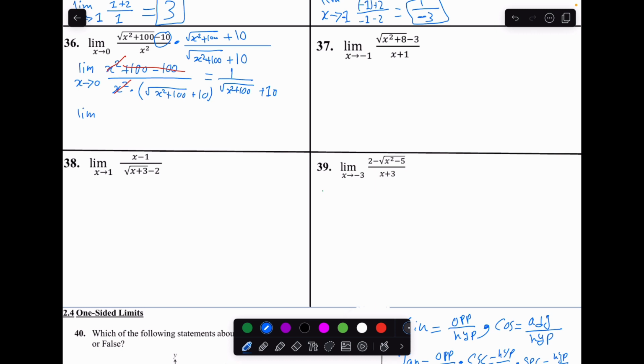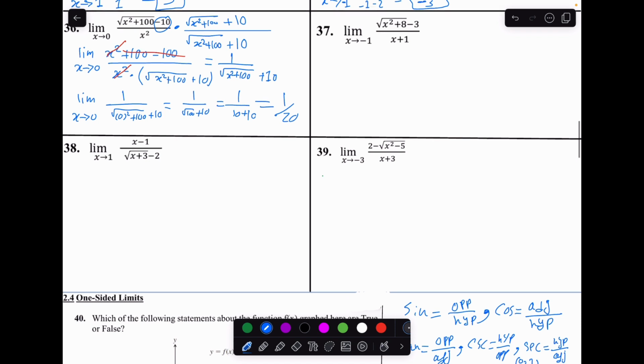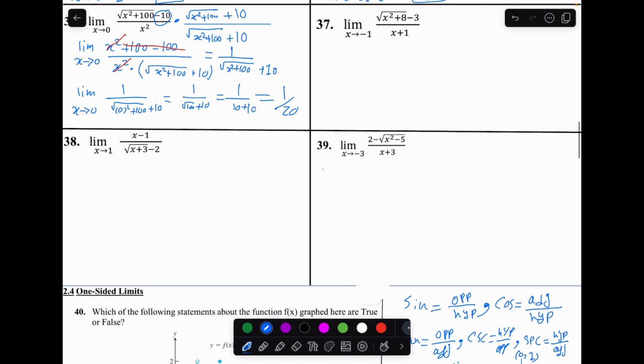Limit when x is approaching 0, 1 over square root of 0 squared plus 100 plus 10. It's equal to 1 over square root of 100 plus 10. It's equal to 1 over 10 plus 10. And it's equal to 1 over 20. From question 36 to 39 we will multiply by the conjugate.